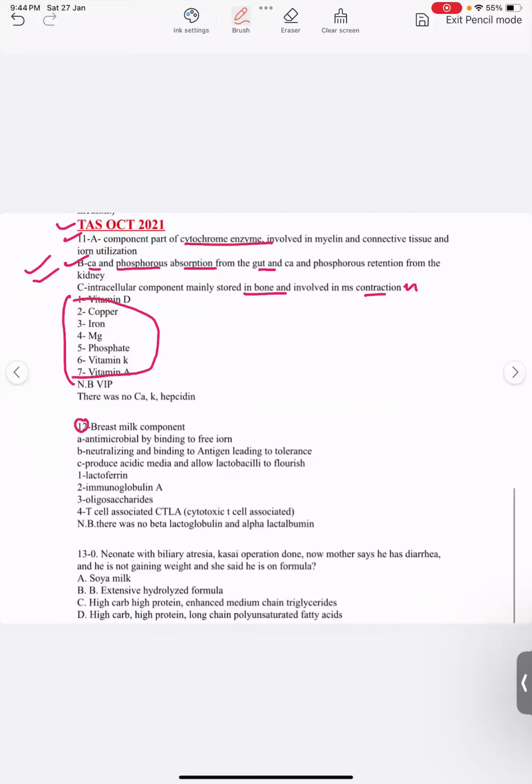Question number 12. Breast milk component, antimicrobial, that is by binding to the free iron. See here they have given the options number 1, 2, 3 and 4. They have told you there was no option for beta lactalbumin and globulin. So what is the antimicrobial that is binding to the free iron? Which antimicrobial is present? Is this lactoferrin or is this IgA?